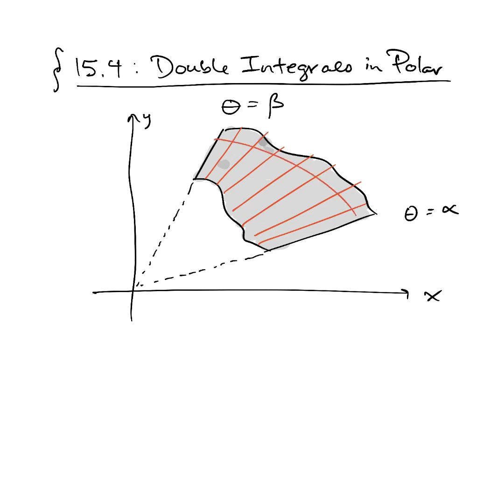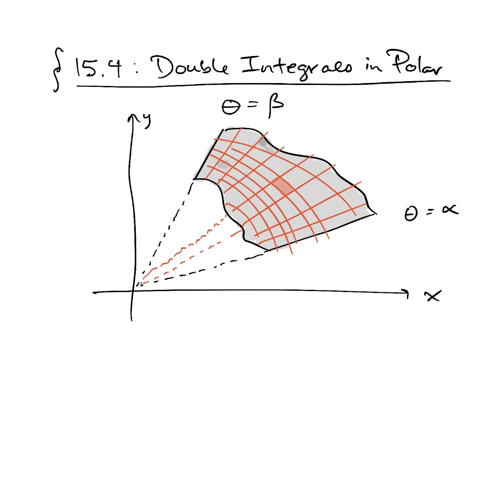So imagine breaking up the region like that instead of into perfect rectangles, and focus your attention specifically on this piece. So that's one of the tiny pieces. It corresponds to some tiny change in theta and to some tiny change in r.